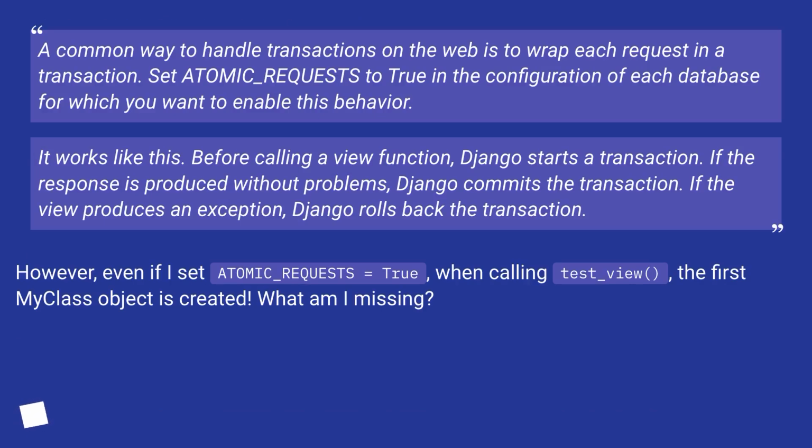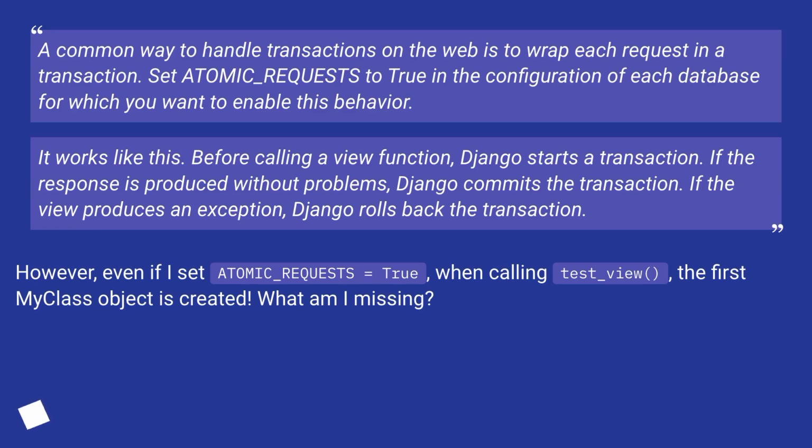A common way to handle transactions on the web is to wrap each request in a transaction. Set atomic_requests to true in the configuration of each database for which you want to enable this behavior. It works like this. Before calling a view function, Django starts a transaction. If the response is produced without problems, Django commits the transaction. If the view produces an exception, Django rolls back the transaction.